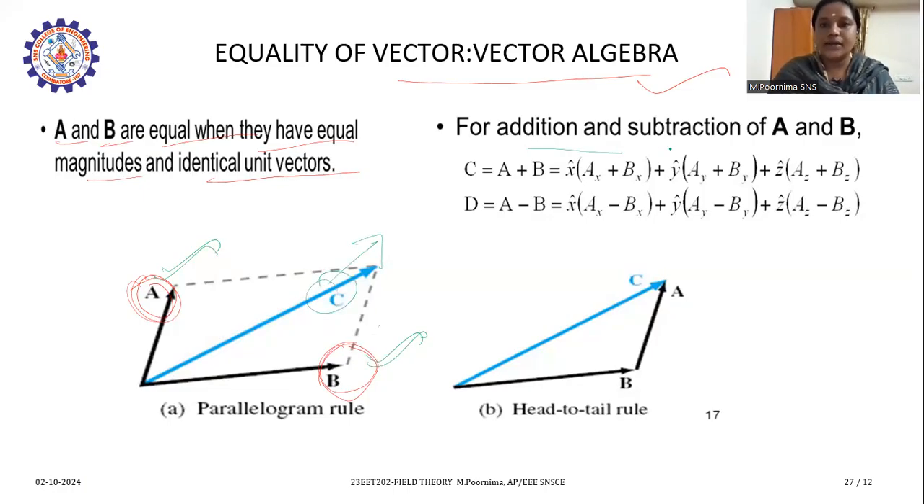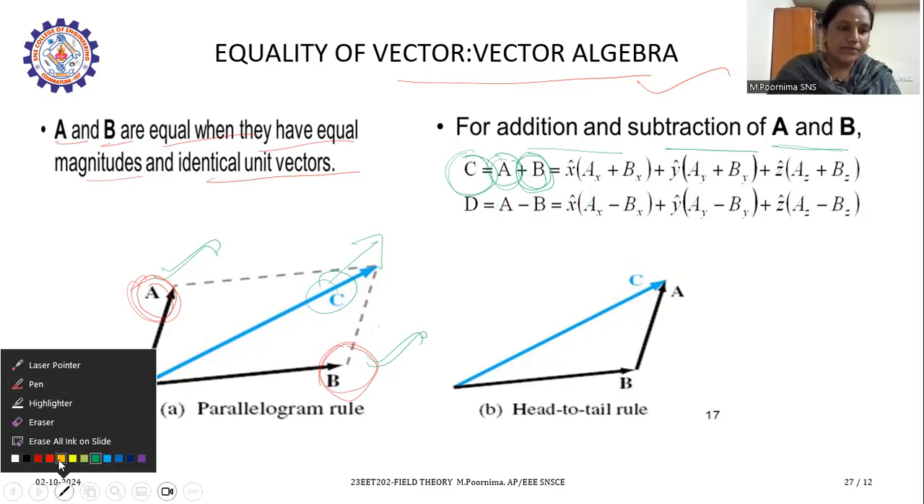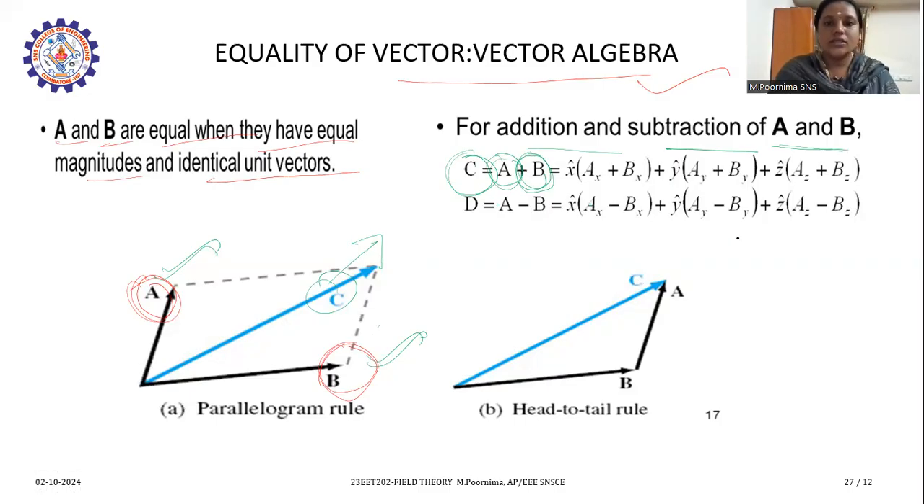So for addition and subtraction of vectors A and B, here is an example for addition. Vector C is the addition of two vectors, A plus B. So what is vector C? Vector C is equal to the addition of vector A and vector B, along each of the x-axis, y-axis and z-axis.